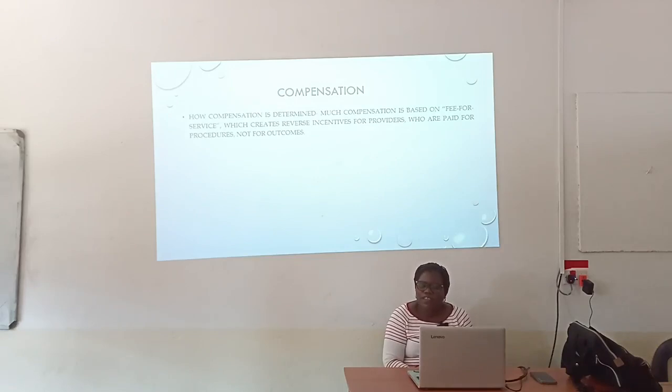This reverse incentive is saying that in order for me to do something for you, you must pay me. Because of this, people are paid for procedures and not for outcomes. What this rate of compensation means is that most of the time, people will just pay the doctor because they are getting assistance, but there is no evaluation of whether they are going to get well or not.